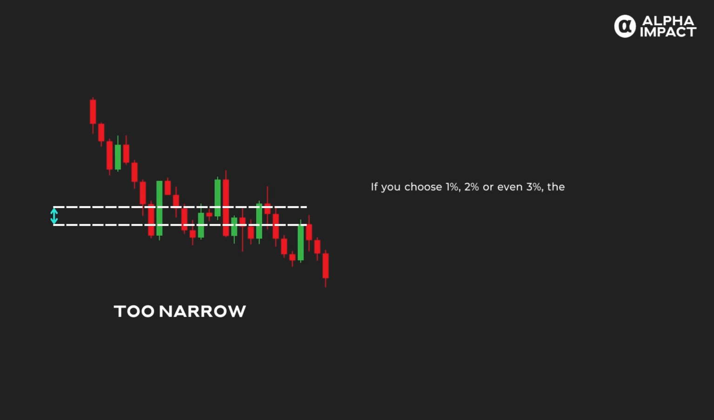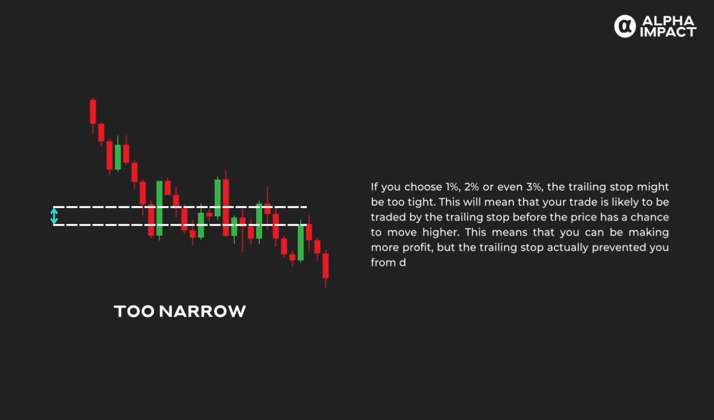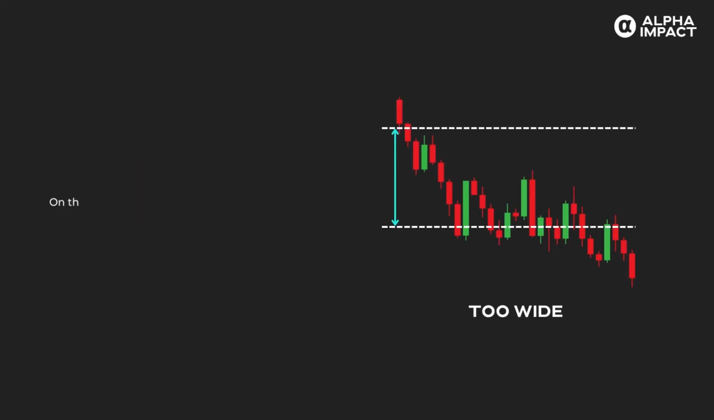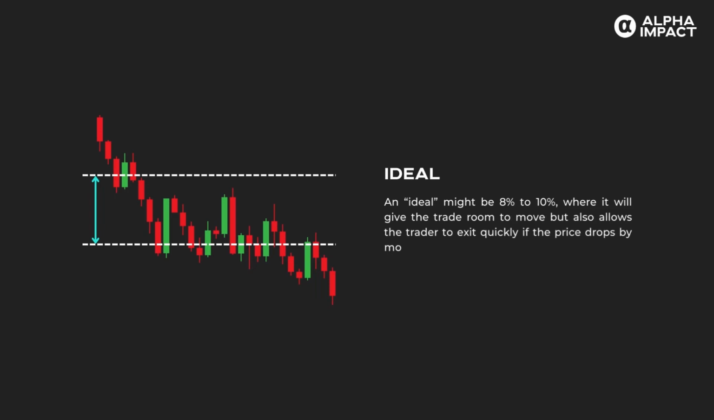If you choose 1%, 2%, or even 3%, the trailing stop might be too tight, and this will mean that your trade is very likely to be stopped out by the trailing stop before the price has a chance to move higher. This means that you could be making more profit, but the trailing stop actually prevented you from doing so. On the other hand, if you choose 20%, that will be too wide. This might make you very vulnerable to huge losses. An ideal might be 8% to 10%, where it will give the trade room to move but also allows the trader to exit quickly if the price drops more than 10%.